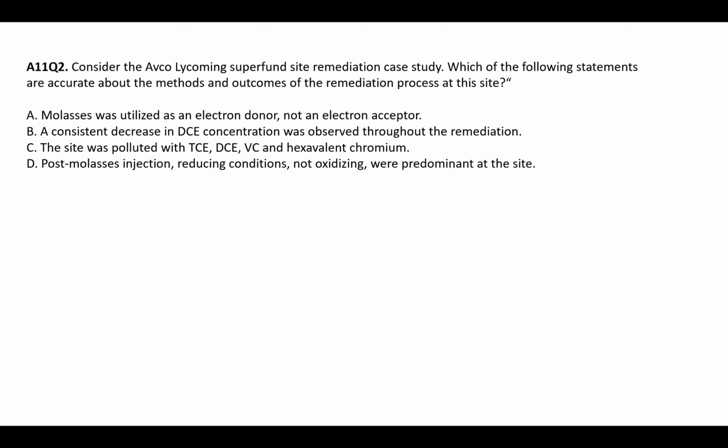So A and C are the correct answers. This site was contaminated with various chlorinated organic compounds like TC and DC, and also it was contaminated with hexavalent chromium and cadmium and manganese. So the site was polluted with TC, DC, VC, and hexavalent chromium. So this option is correct.